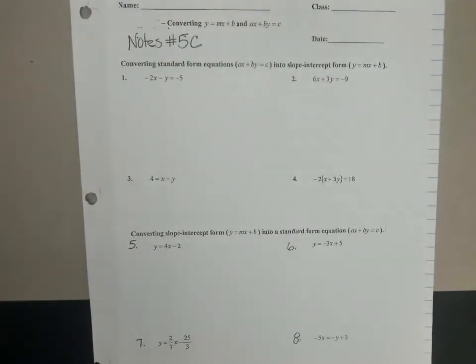Okay, today we're just going to do a little review of what we did yesterday, what we learned new yesterday, plus what we learned before we went on break, because I know that's been a long time. So we've got notes number 5C, converting y equals mx plus b and ax plus by equals c. Now, we're going from slope-intercept to standard, and we're also going to do standard to slope-intercept.